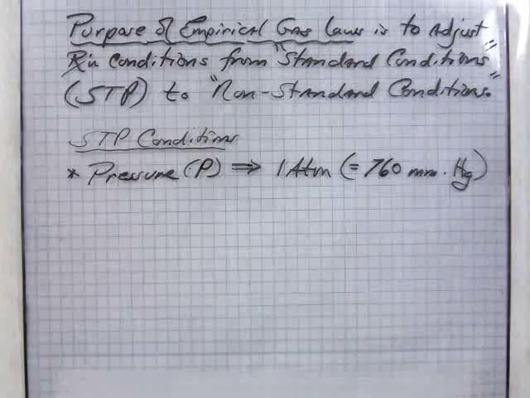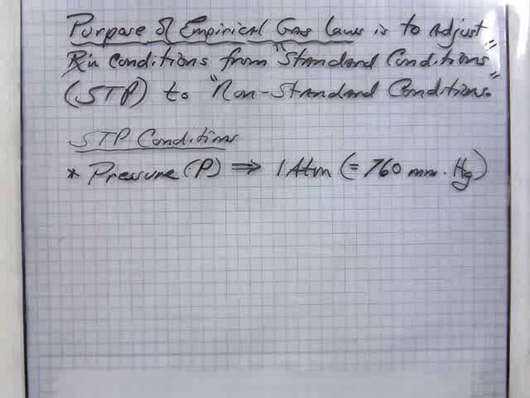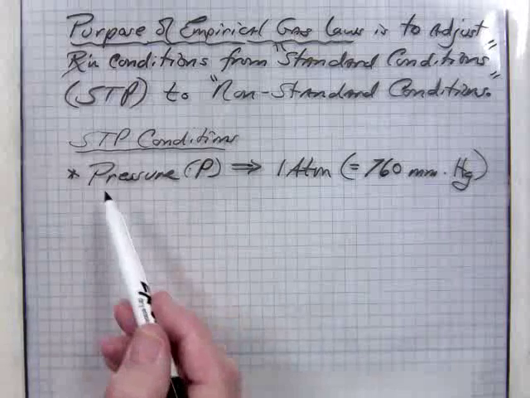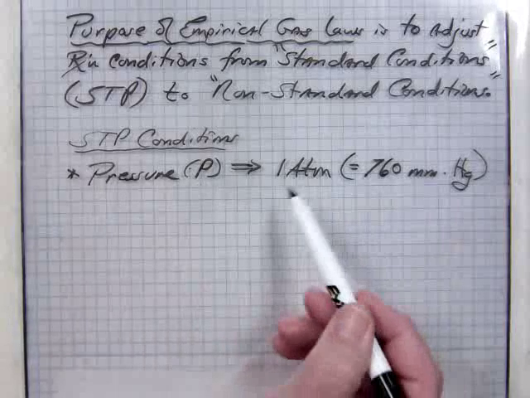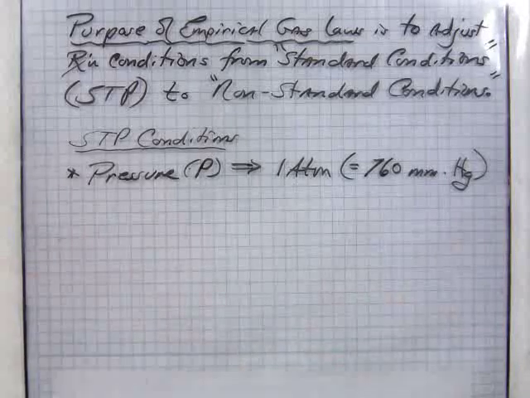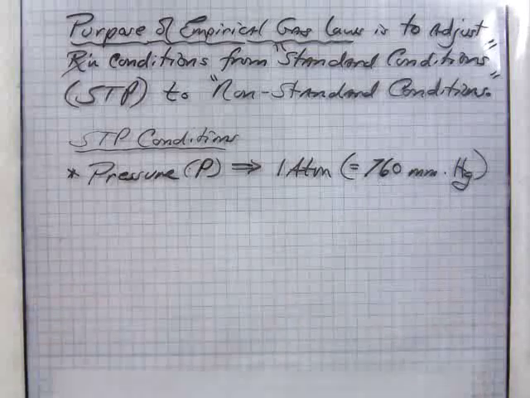Let me start that phrase over. STP conditions start with pressure, and the first pressure is 1 atmosphere. That's your standard pressure condition, and it's also 760 millimeters of mercury.